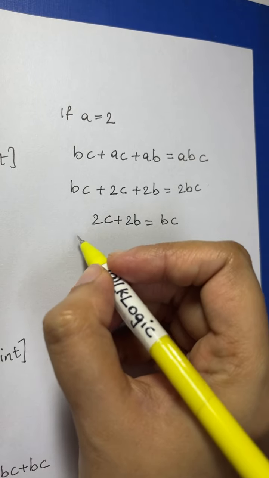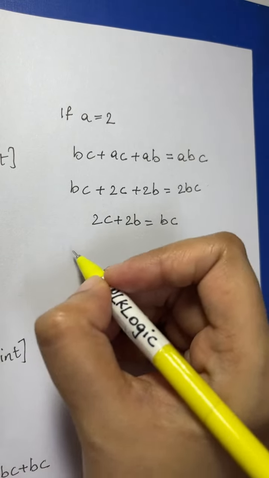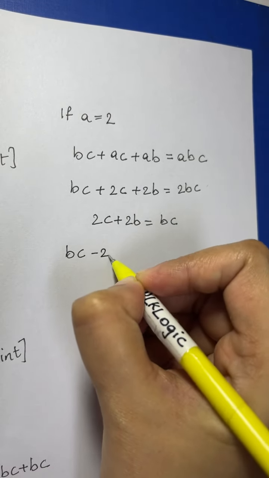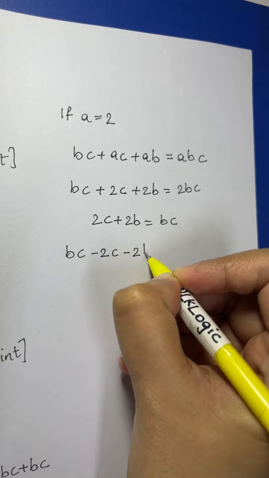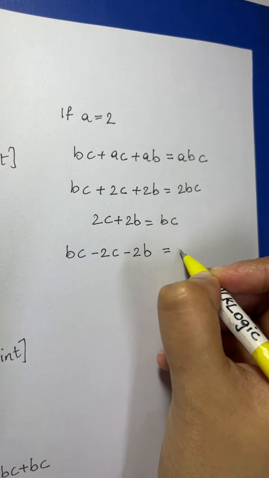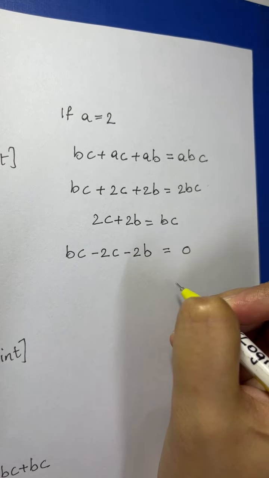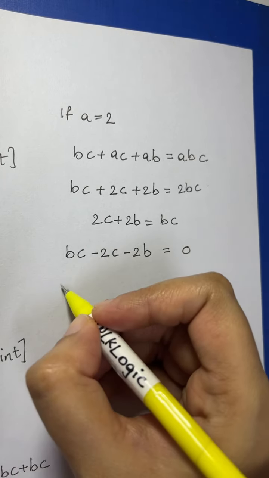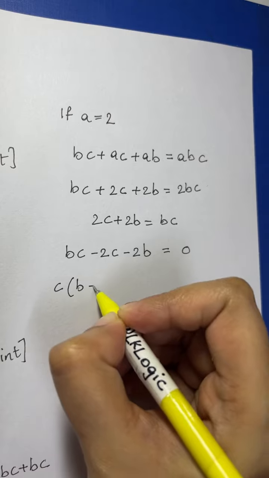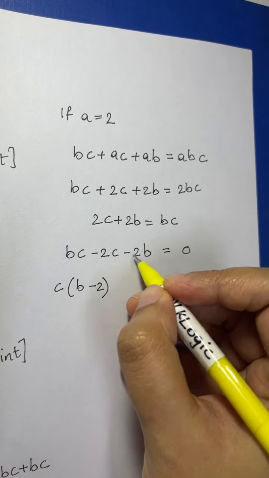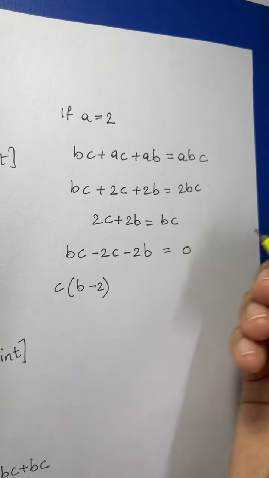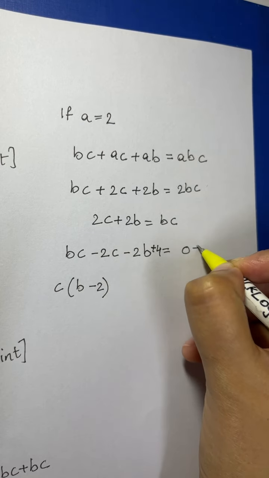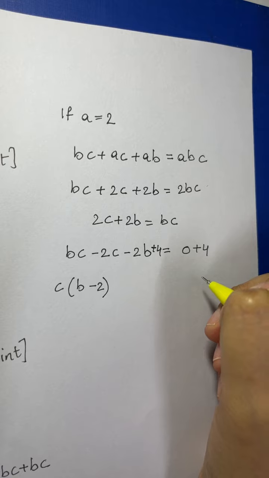So what you can do here is, let's bring these two terms to this side. BC minus 2C minus 2B equals 0. So we can take out C common from this: C times B minus 2, and here you have minus 2B. So let's add 4 on both sides, plus 4, plus 4. Why?